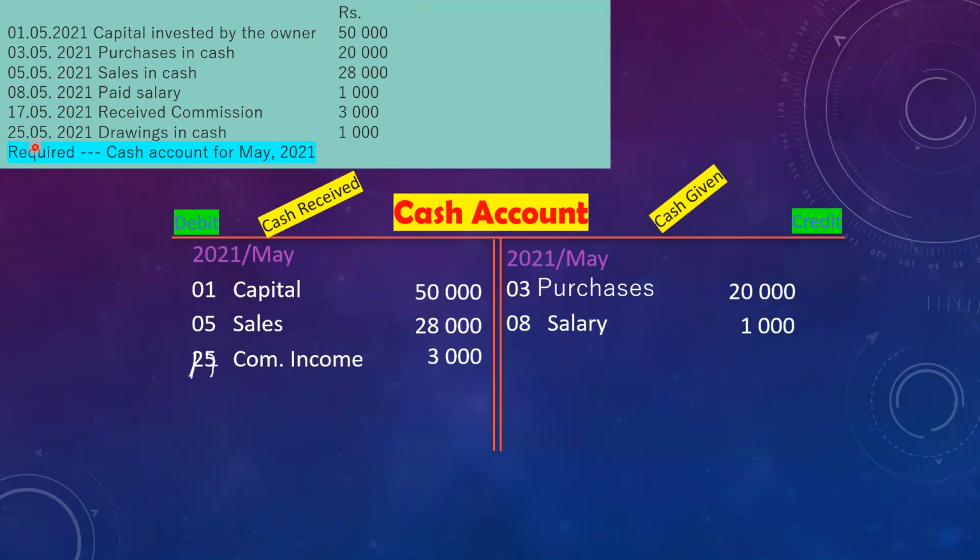Right. Finally, 25th of May. Without asking someone, send the answer. Hurry, right. Drawings in cash. Debit or credit? Credit. We are giving money to the owner. So when we are giving money to the owner, it should be credited. Very good. 1,000 drawings in cash, 1,000 on the credit side, 25th of May.